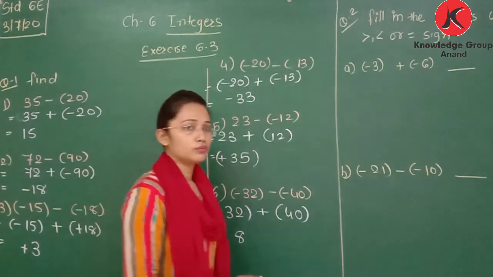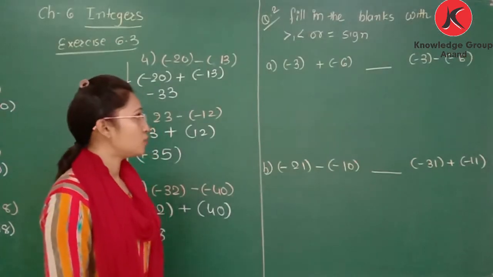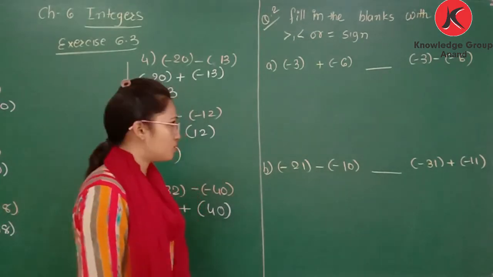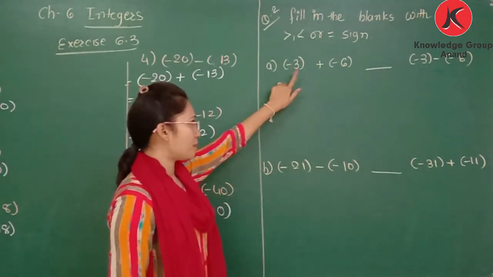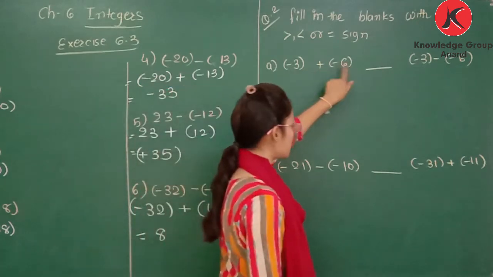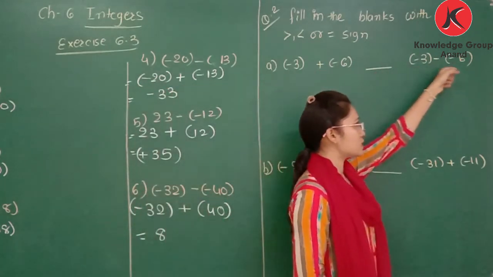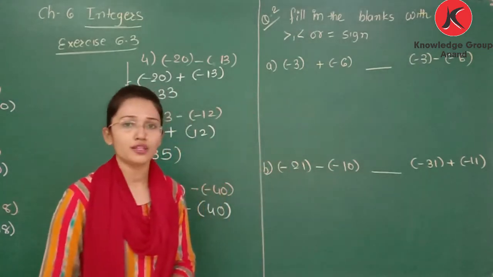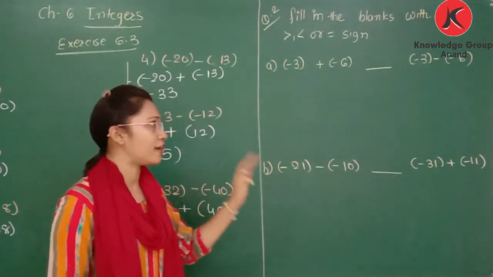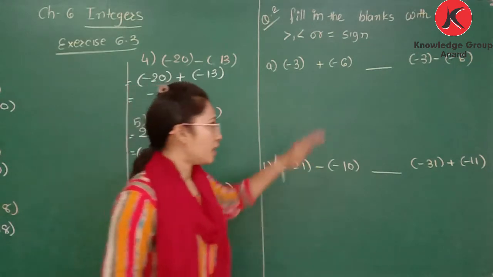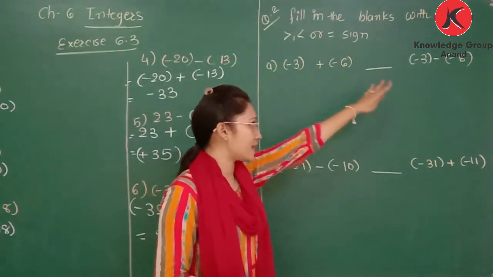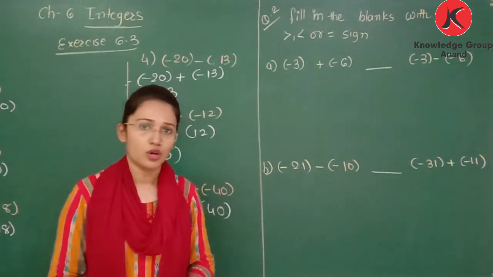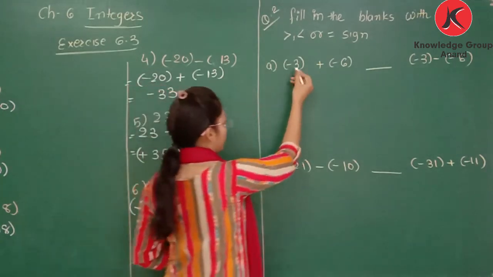Now question number 2, fill in the blanks with greater than, less than or equal to sign. So here first is given minus 3 plus minus 6, blank, minus 3 minus minus 6. So here we need to write the greater than or less than sign. For that we need to simplify both left hand side and right hand side. If we simplify this side and that side, we will get one number and it will be easy to compare the numbers. So let's simplify both sides.